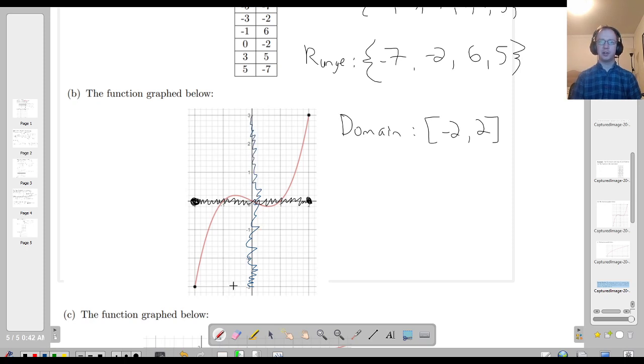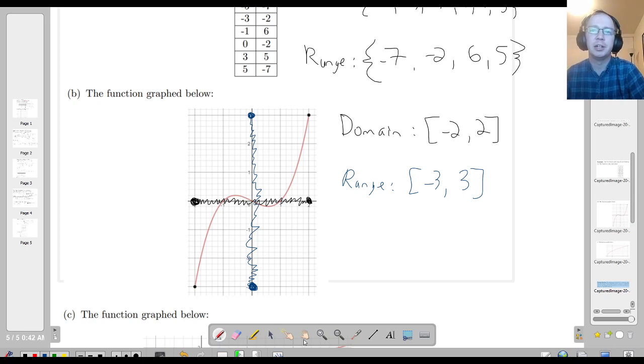So the lowest y-coordinate I hit is -3, and because that's a filled-in circle, I do include that point. The highest y-coordinate I hit is +3. So all the numbers from -3 to 3, including the endpoints, -3 to 3. Okay, so domain, squish down to the x-axis and see what you hit. Range, squish down to the y-axis and see what you hit.